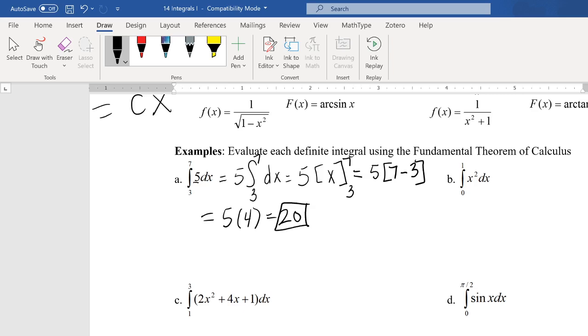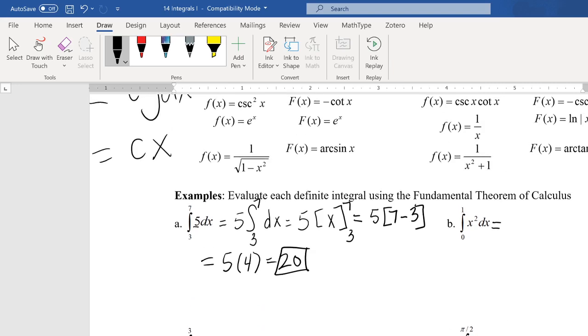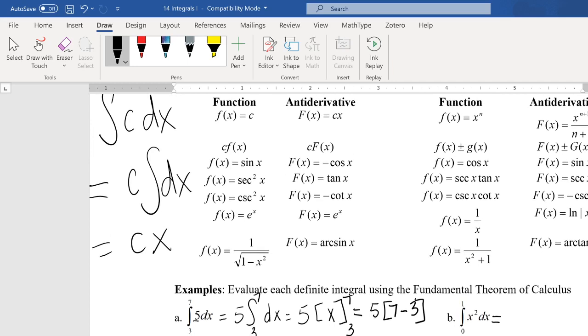So that looks like 20. All right, part B. This is the integral of x squared. So if I scroll back up here just a little bit, we can see that we need this rule. And it says add 1 to the power and divide by that number. So it's x squared, so it's x to the 2 plus 1 over 2 plus 1.